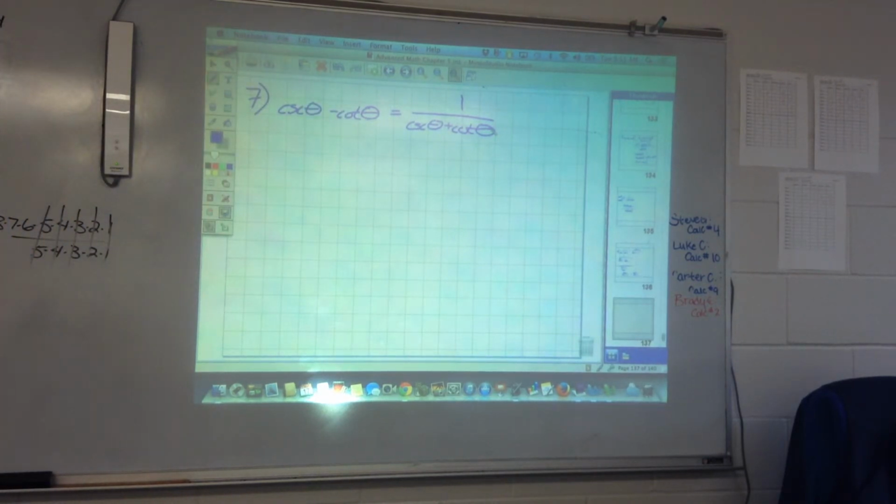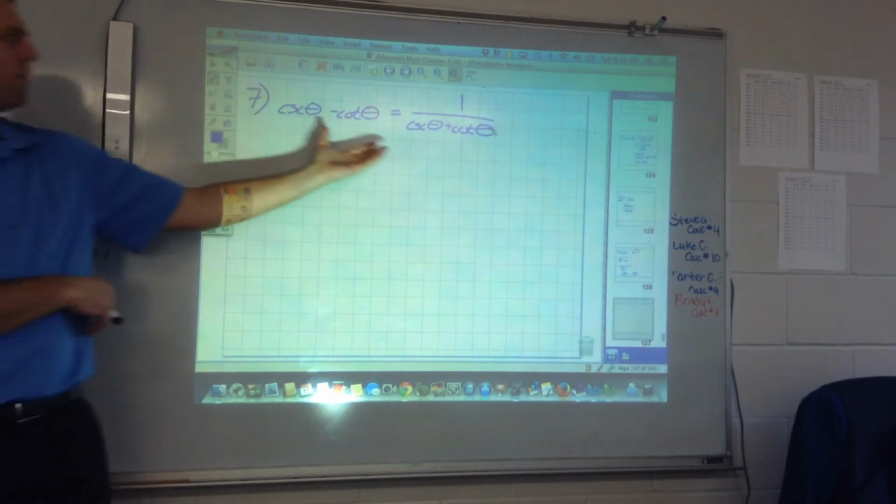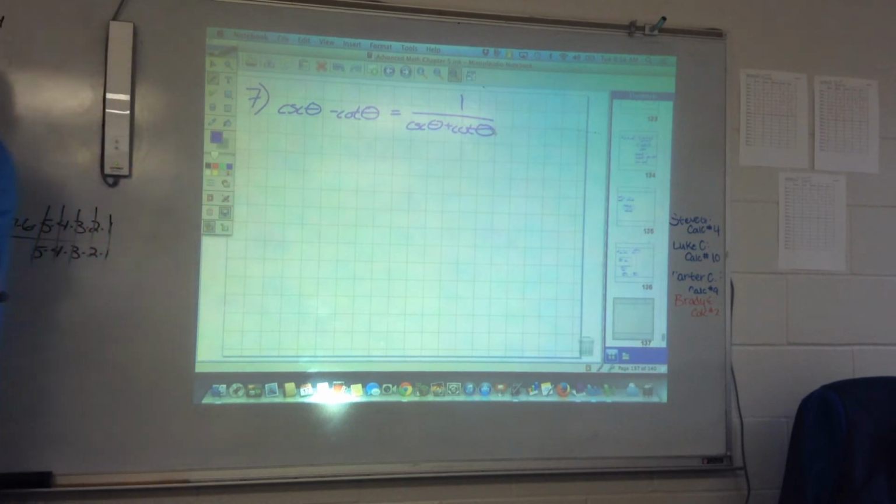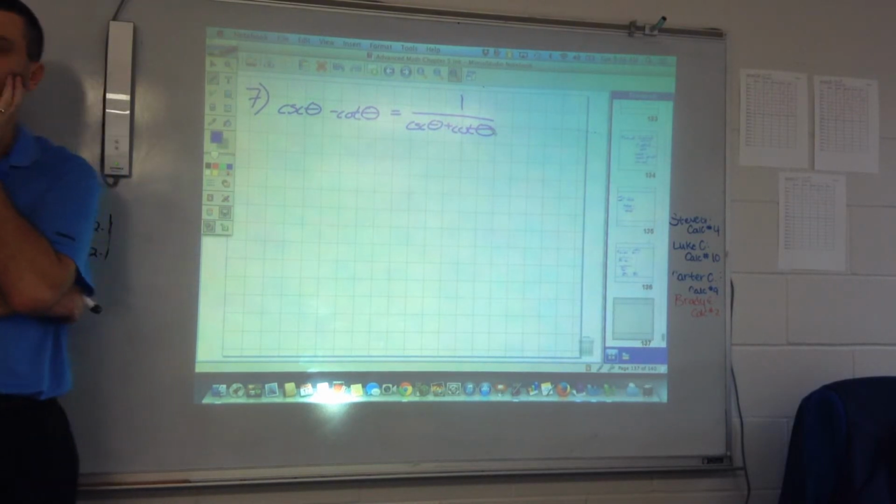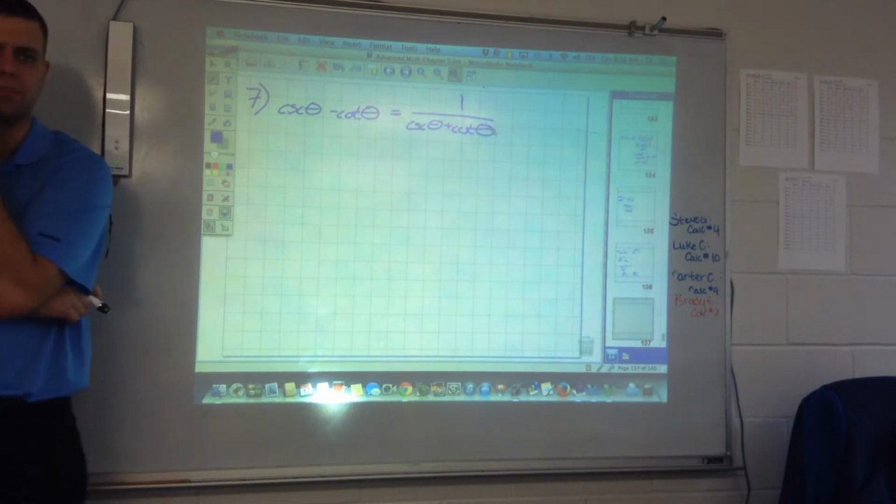Could you change them both to sines and cosines and then simplify both? Change them both to sines and cosines, simplify them both, and maybe work backwards, potentially. Because we could see how they could equal the same, and maybe you could then work backwards on one to get it to equal. So that's definitely a possibility.